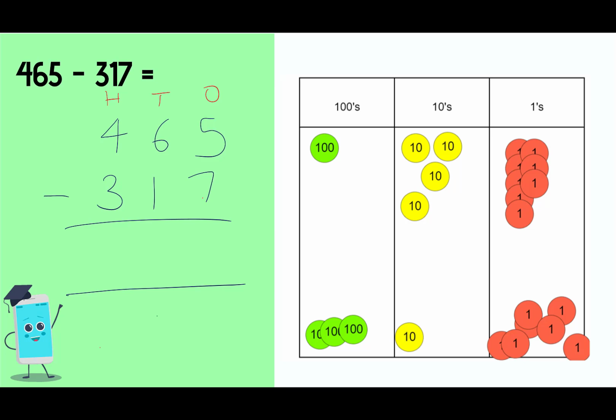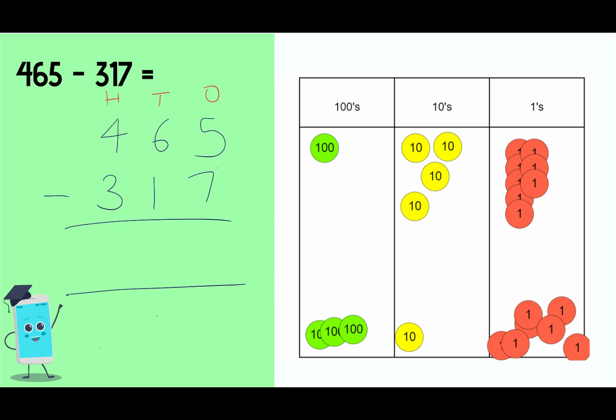When you move to the written method, you might not always spot this. Sometimes we see 5 take away 7 and our brains automatically tell us 7 take away 5, because we can't do 5 take away 7. You must remember that the top number must be bigger than the bottom number.